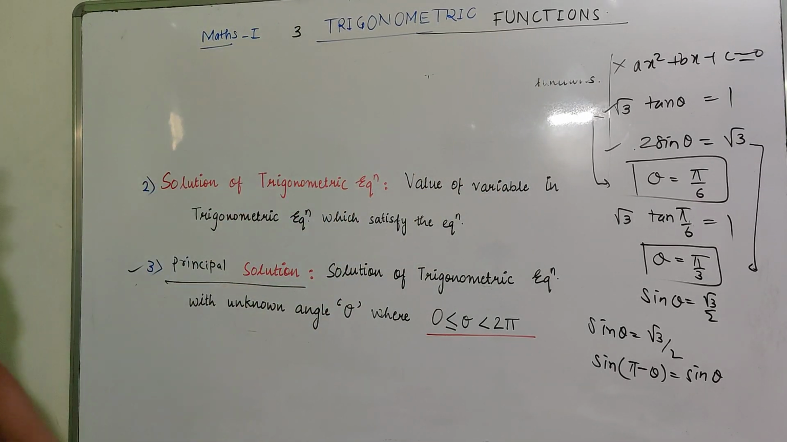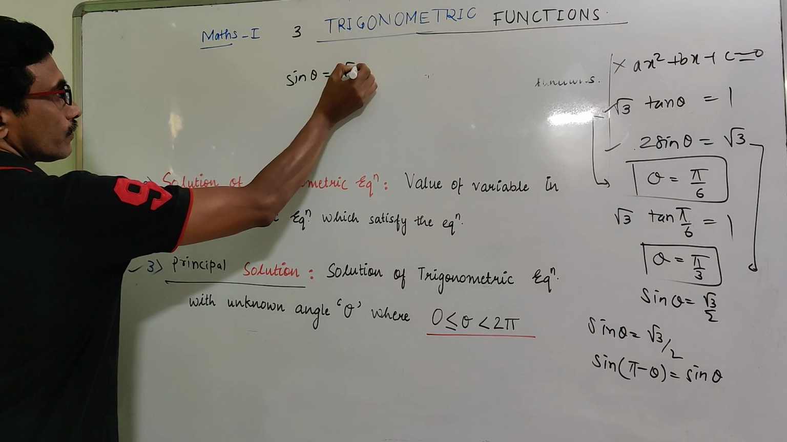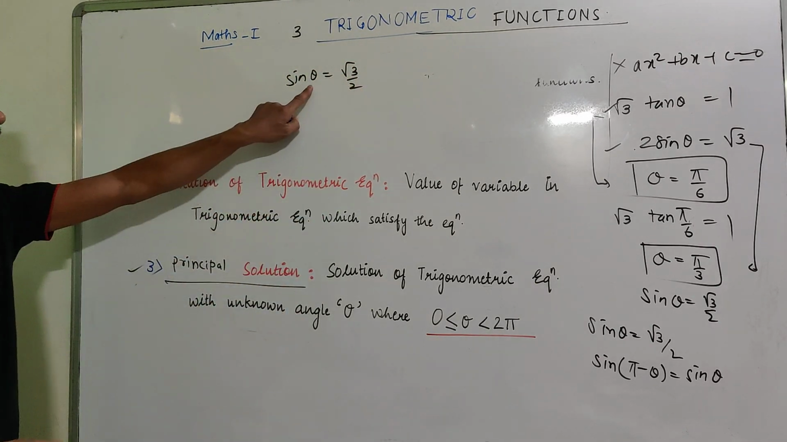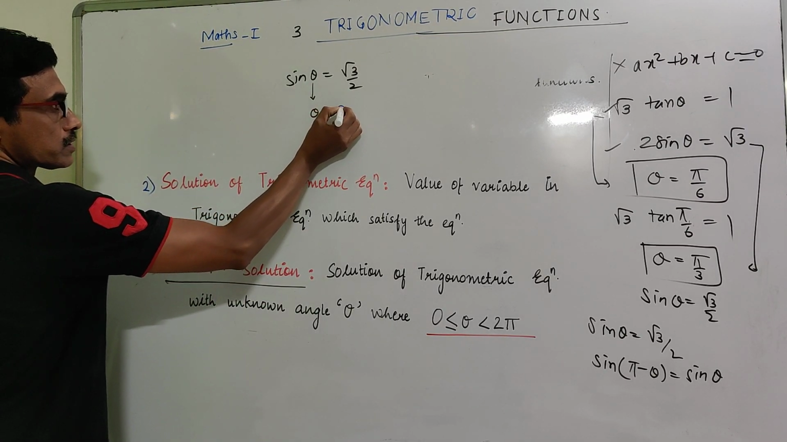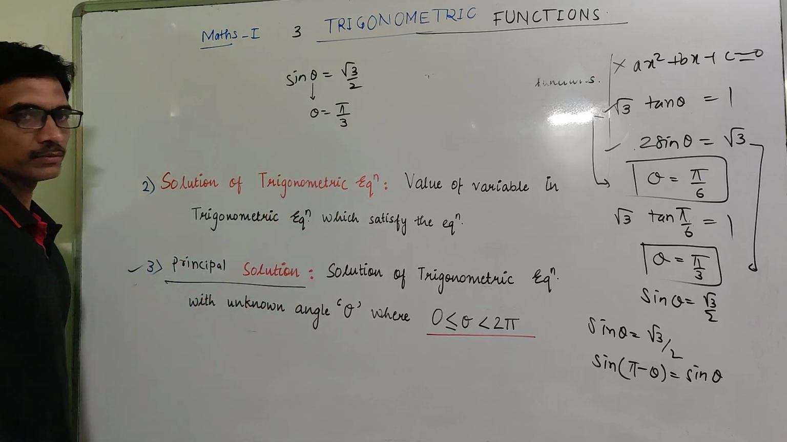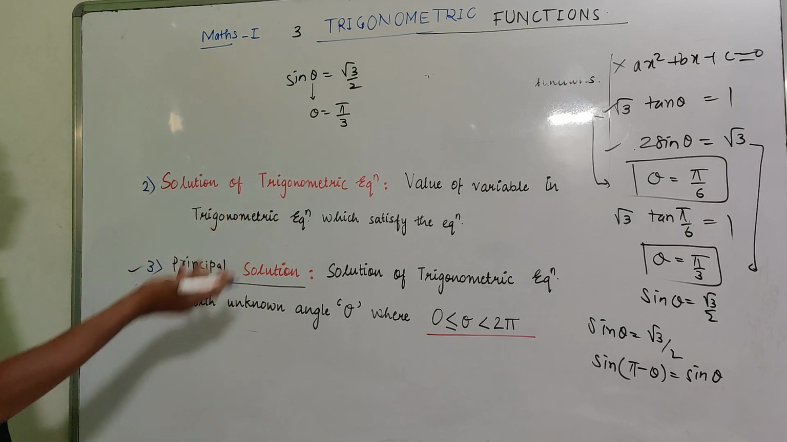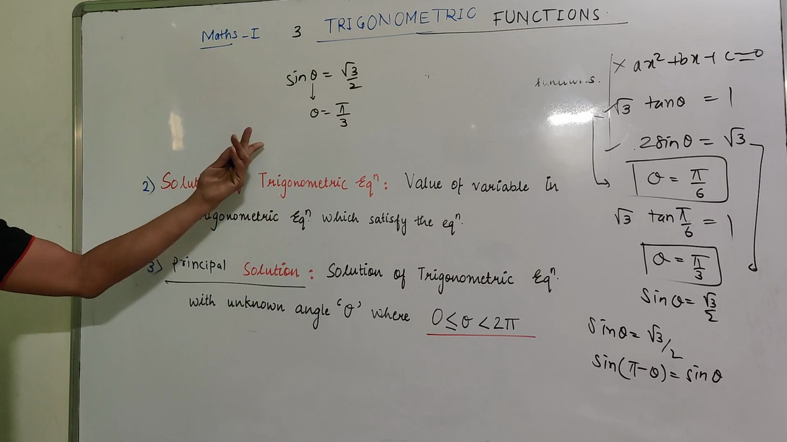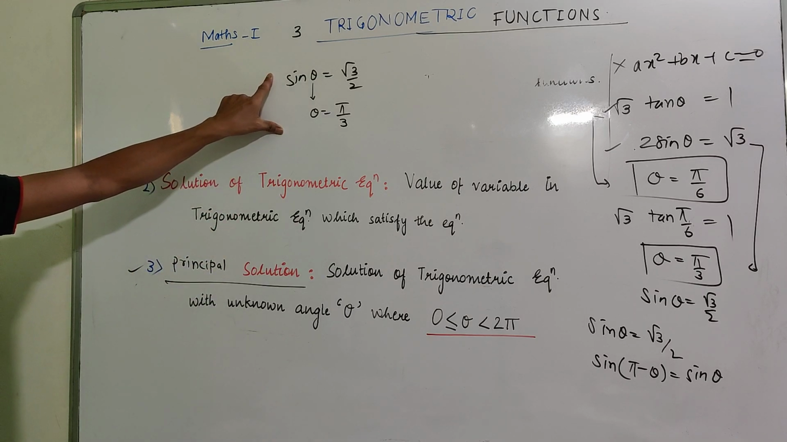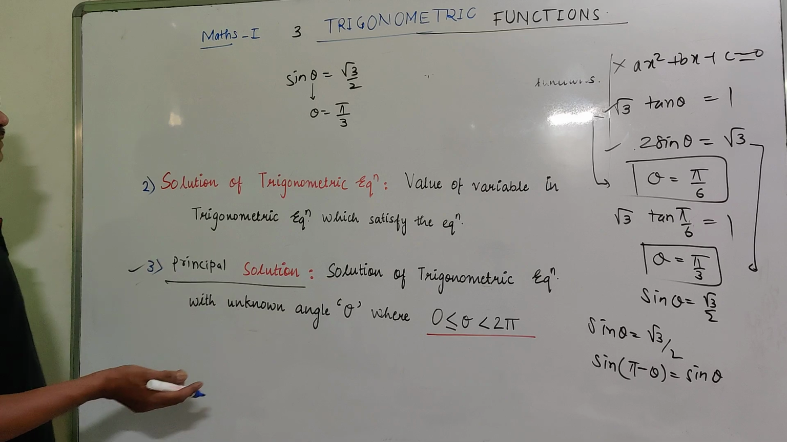We took the example sin theta is equal to root 3 by 2. You know sin of 60 degree is root 3 by 2. So this theta is equal to 60 degree, that is pi by 3, is one of the values, or one of the solutions. We can find many solutions as trigonometric functions are periodic functions. Being periodic functions, they may have many solutions.